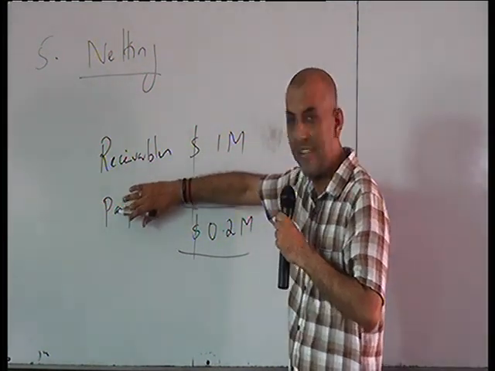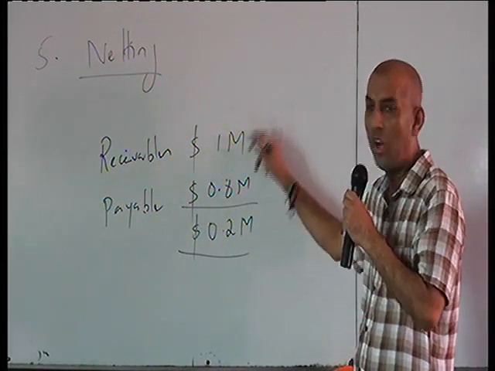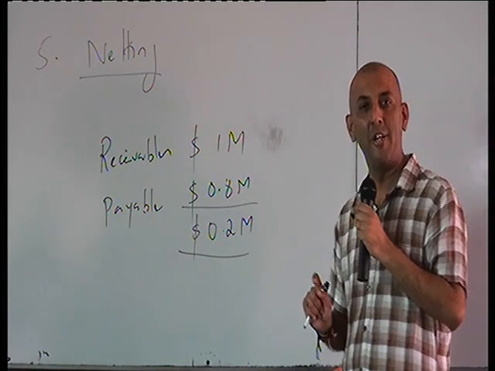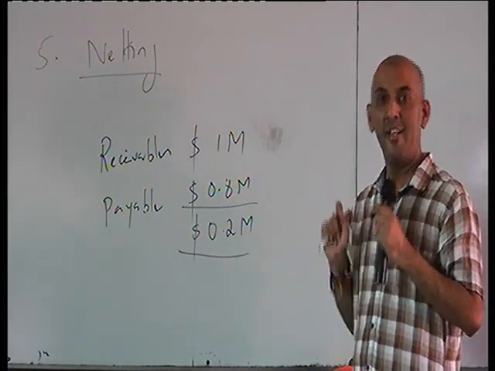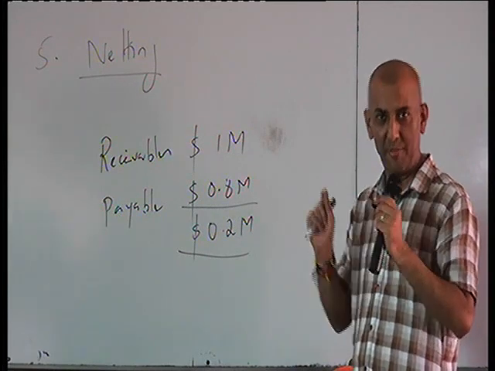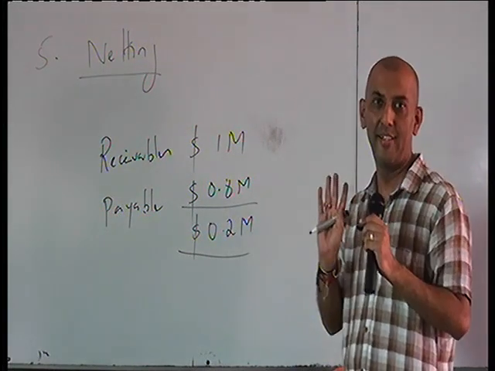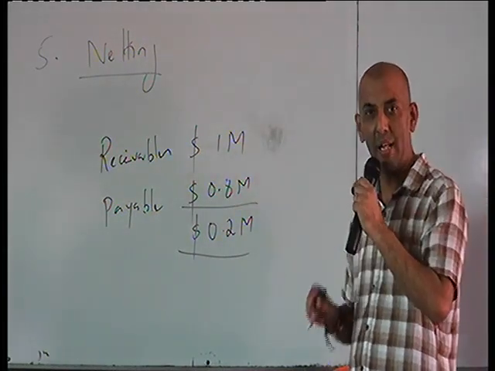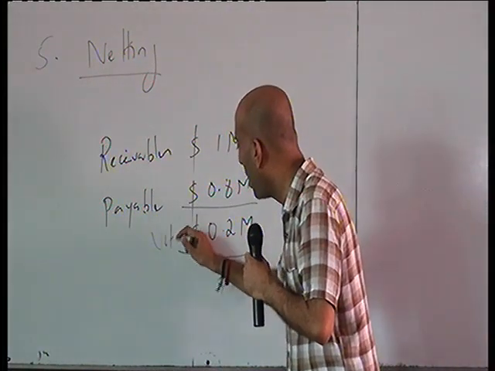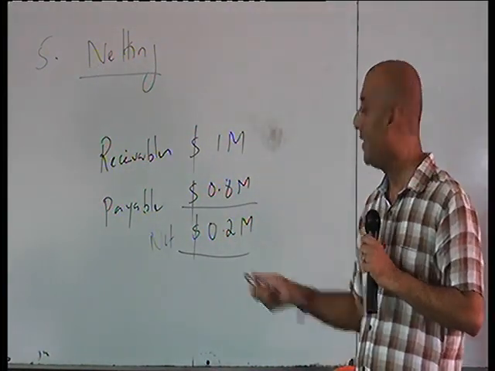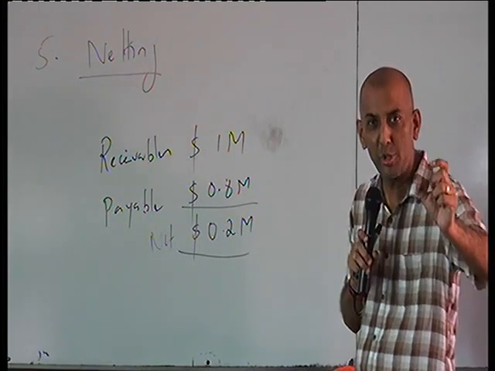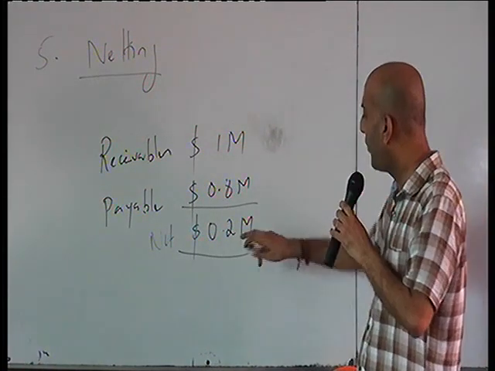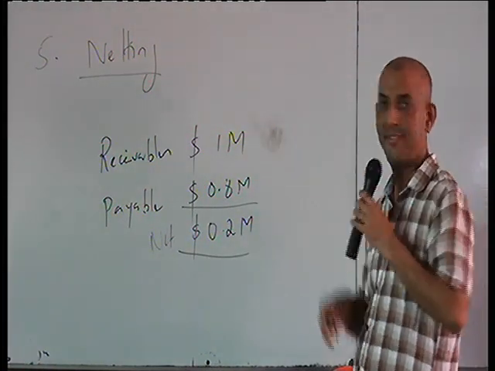Otherwise, if you don't have this, you will have to convert $1 million into Sri Lankan rupees. Again, $0.8 million you convert into Sri Lankan rupees. In both cases, you convert, which means you are exposed to exchange rate risk. If you set off the receivable and payable, only the net amount you have to settle. That is the only amount you are exposed to exchange rate risk. Whatever the movement in your exchange rate, you lose only for this amount, not for the others.